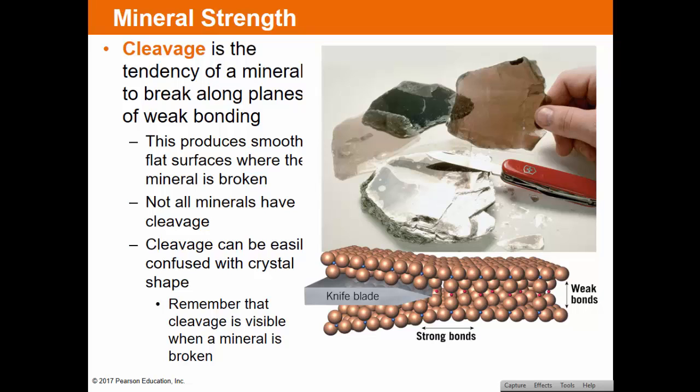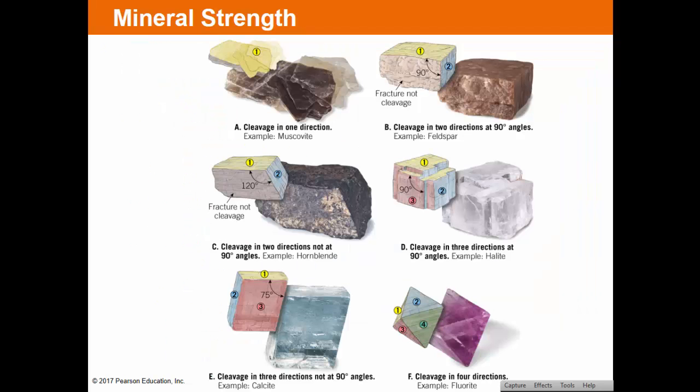And so in the case of this particular mineral, it breaks along this one plane. You can pass a knife blade through it, and you get sheets, and that's a very specific type of cleavage. It has one cleavage plane. Now, not all minerals have cleavage, but a lot of minerals do. So it can be easily confused with crystal shape. It's not. Its cleavage is only visible when the mineral is actually broken. Crystal shape is visible whether it's broken or not.